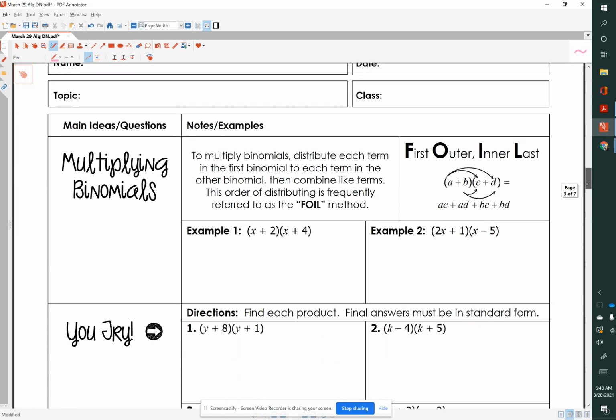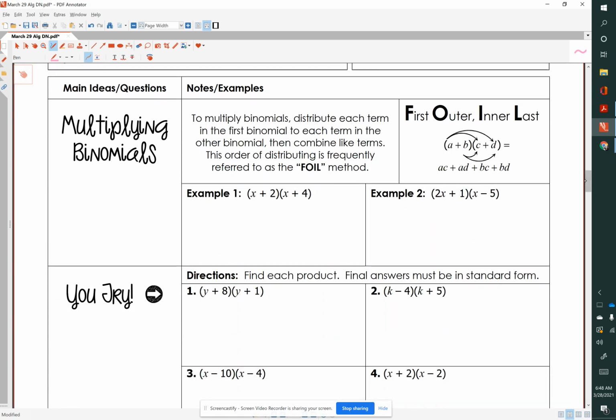So let's get started with multiplying the binomials. To multiply binomials, we will distribute each term in the first binomial. So in the example we see, we have 2 binomials, x plus 2 and x plus 4. So we'll distribute each term in the first binomial to each term in the second binomial. And then after you do that, you'll need to combine like terms. And one way to do this, to ensure that you don't make any mistakes, to ensure that you don't skip any terms, is called the FOIL method.